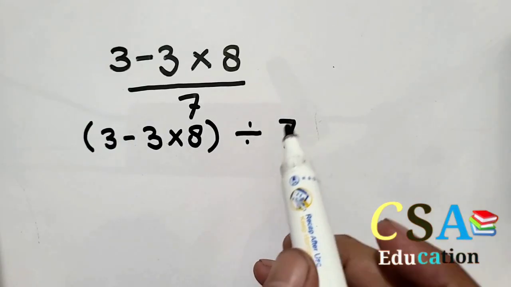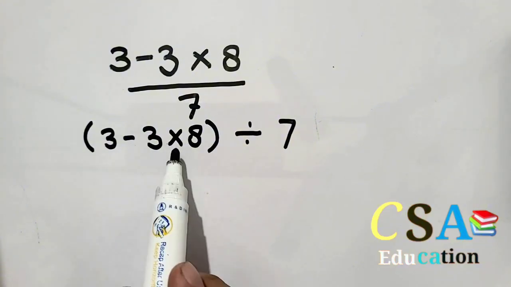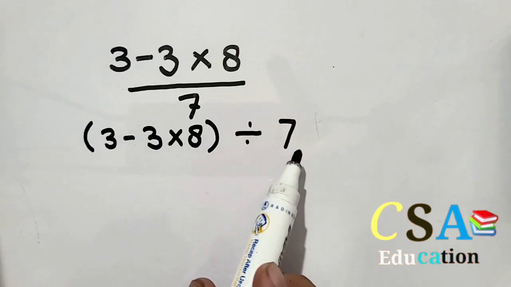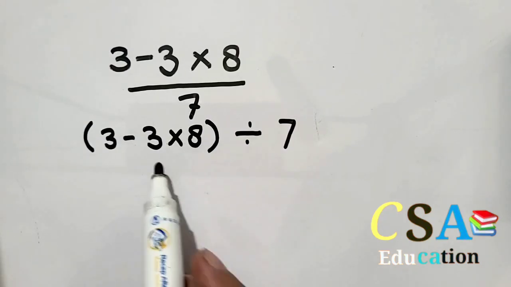Okay, now mostly the students do that 3 minus 3 is 0, 0 times 8 is equal to 0, 0 divided by 7 will be equal to 0. But remember that its answer is not 0.